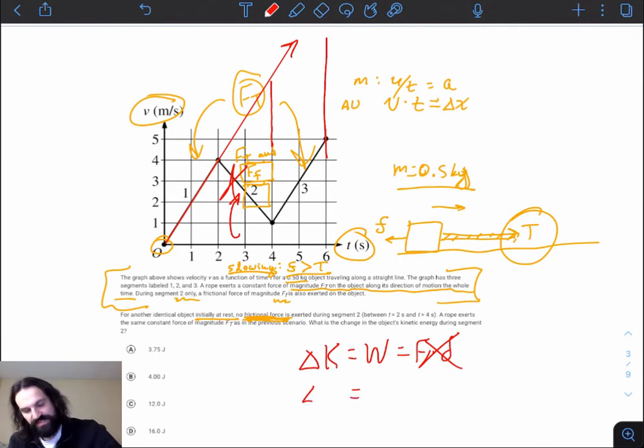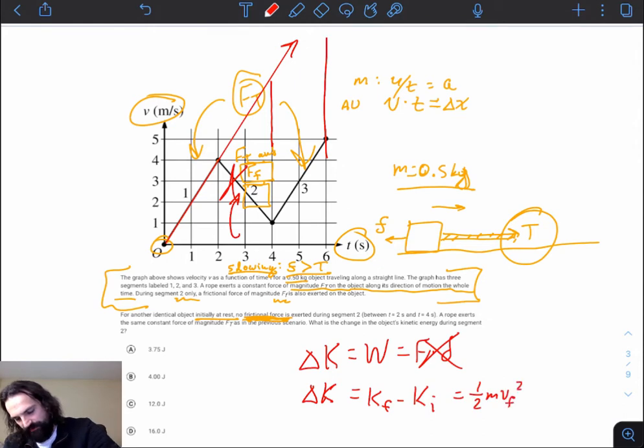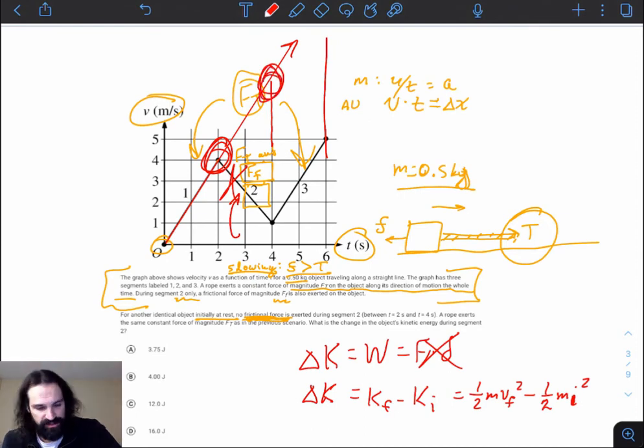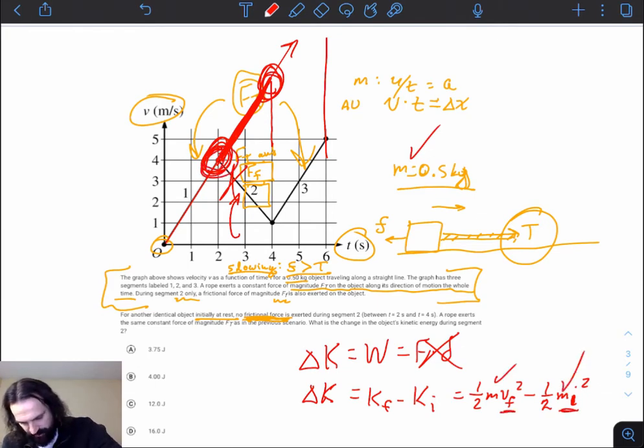The change in kinetic energy is equal to your final kinetic energy minus your initial kinetic energy, or 1/2 m v final squared minus 1/2 m v initial squared. And they specifically said during phase 2, so that would be from here to here. So we need to figure out the change in kinetic energy during that phase. They give us the mass, so that's given. We can plug that in for both of them. The initial velocity during phase 2 is 4, so we could plug that in.